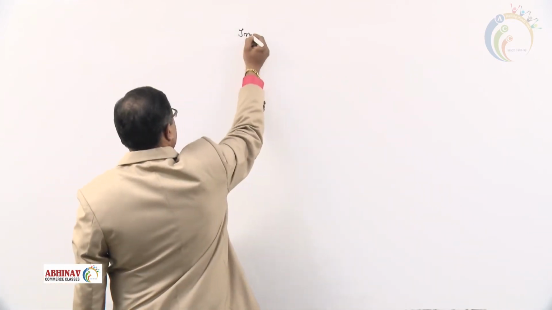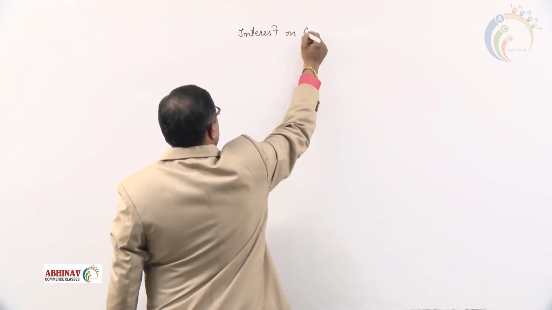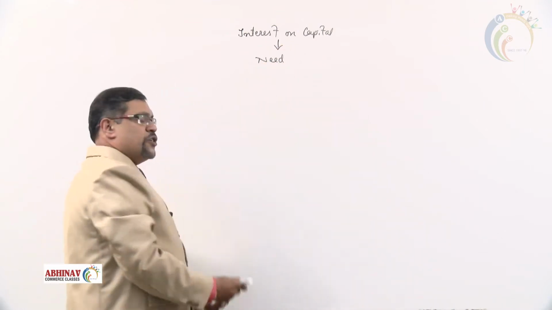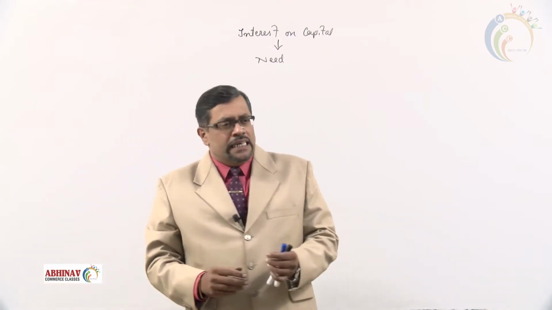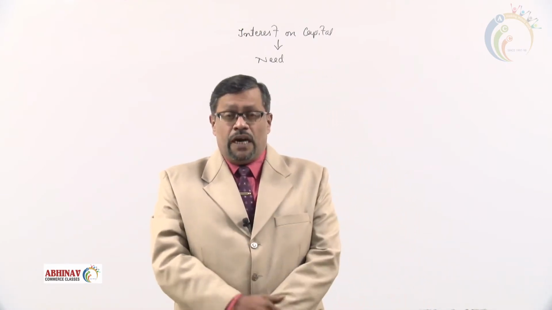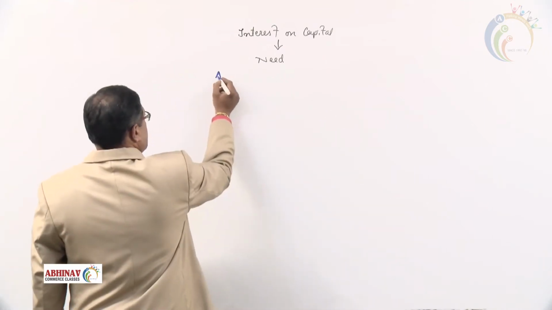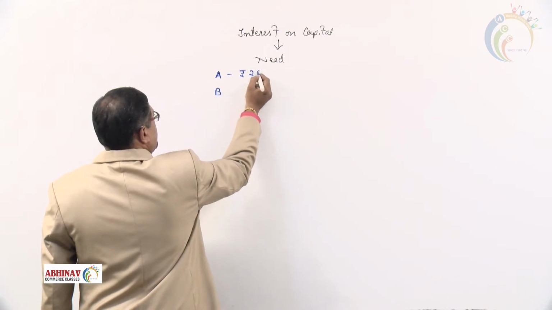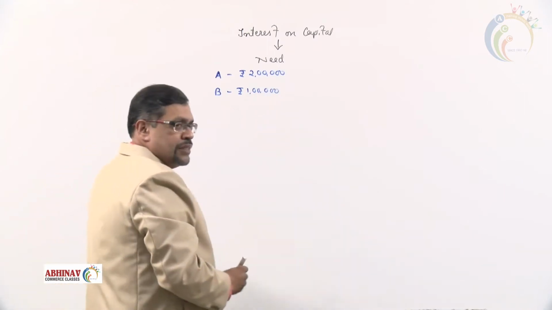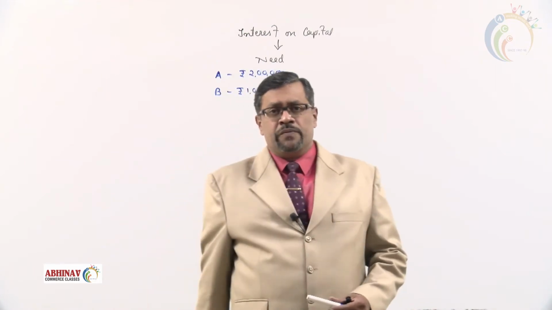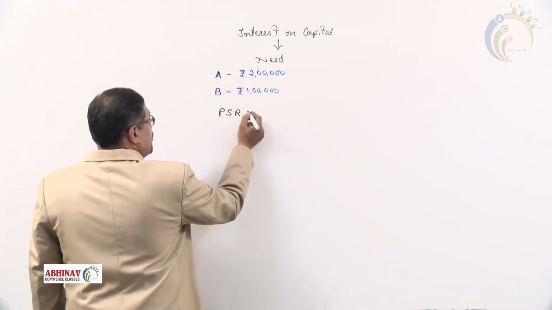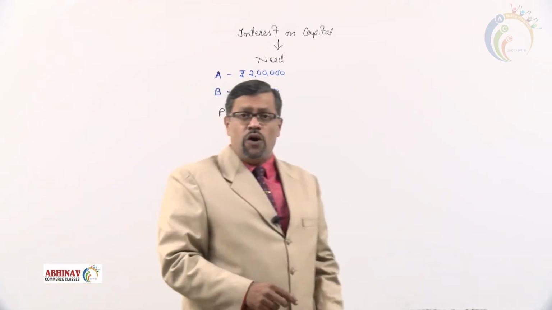Now, when you talk about this interest on capital, what is the need for this? The partners may have invested an unequal amount of capital in the business. For example, there are two partners, A and B. A has invested rupees 2 lakhs as his capital and B has invested only rupees 1 lakh. But the profit sharing ratio is equal. Equal means 1 is to 1.